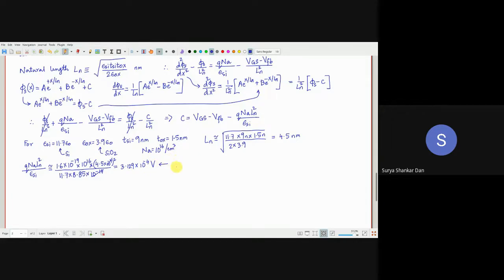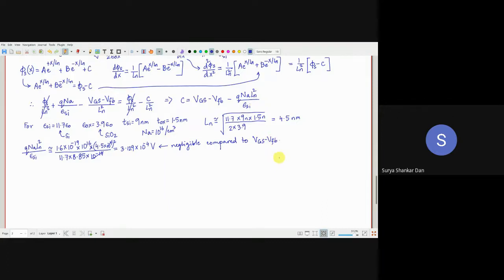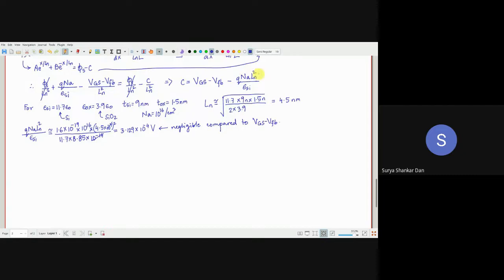Now this is negligible compared to this, correct? So you can essentially ignore this. So you have got the value of C over here.